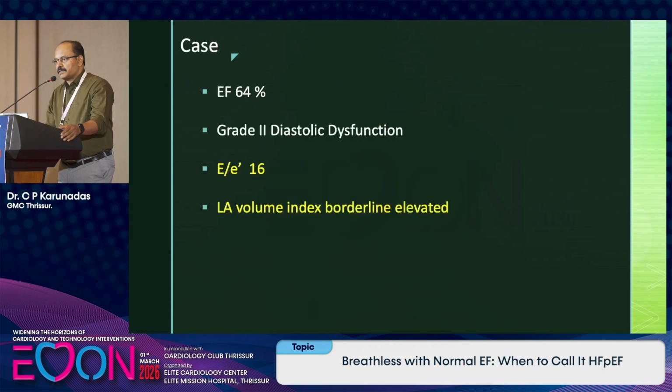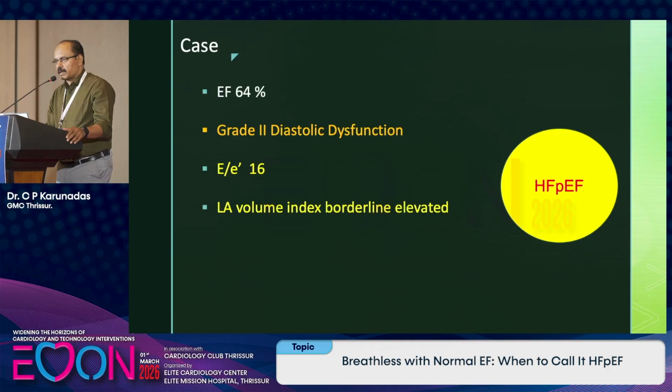So let us come back to our case. Ejection fraction 64, you all agree that it's a normal ejection fraction. Just now I told you the E by E prime is high. Anything more than 14 indicates significant diastolic dysfunction. LA volume index is also elevated. So this patient has got a heart failure with preserved ejection fraction.